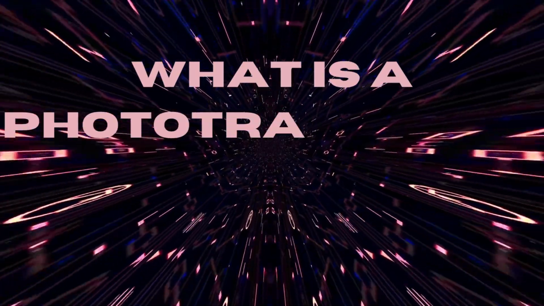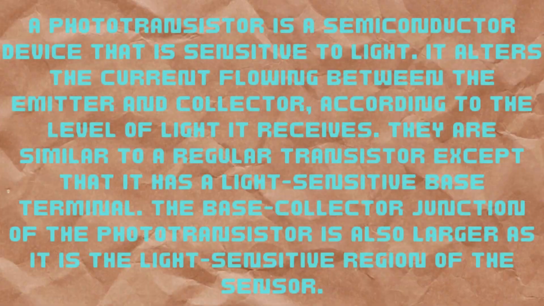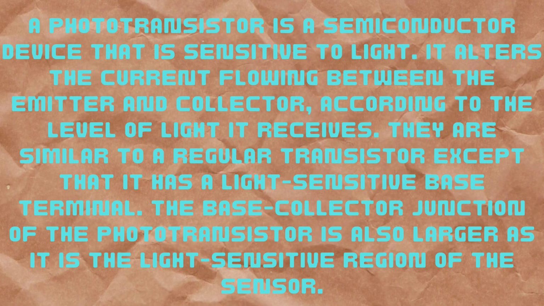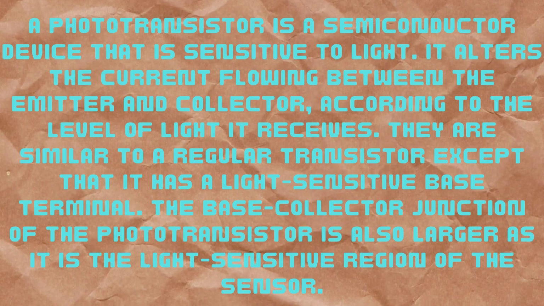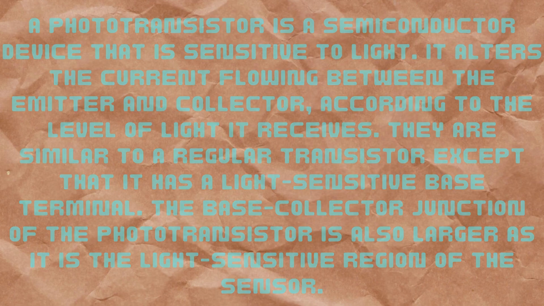What is a phototransistor? A phototransistor is a semiconductor device that is sensitive to light. It alters the current flowing between the emitter and collector according to the level of light it receives. They are similar to a regular transistor except that it has a light-sensitive base terminal. The base collector junction of the phototransistor is also larger, as it is the light-sensitive region of the sensor.